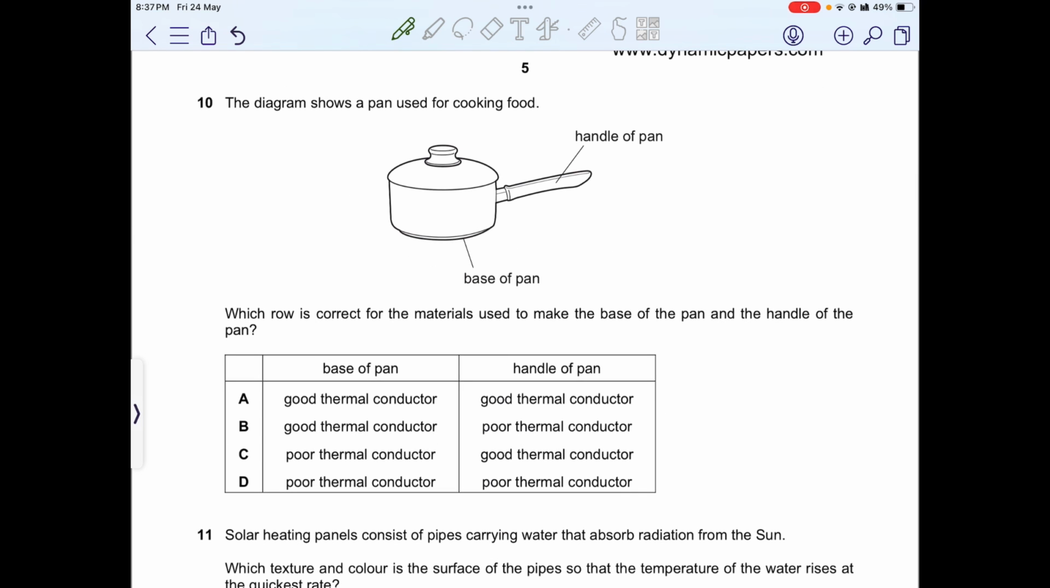The diagram shows a pan that is used for cooking food. Which material should be used as the base and the handle? This question has been asked before. The base should be made of a good thermal conductor, whereas the handle should be made of a poor thermal conductor. A good thermal conductor means the heat will be conducted easily to the food, allowing it to cook, and the handle would be a poor thermal conductor, so it would not get very hot, making it easy to hold the pan.